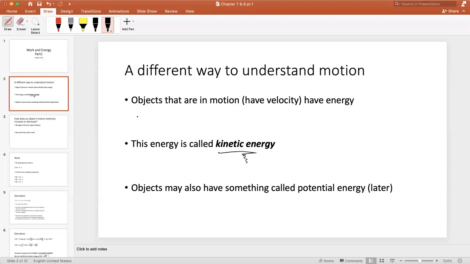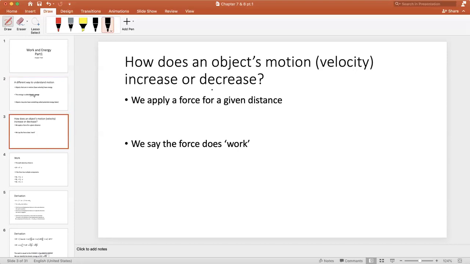Energy is a scalar. It's a quantity. It doesn't have a direction. We can talk about negative energy or positive energy. Better yet, what we can talk about is a positive change in energy or a negative change in energy. But really, energy is just a scalar. It's just a quantity.